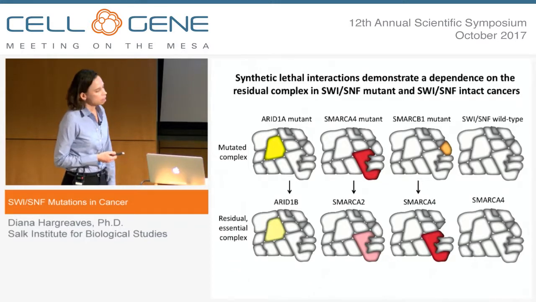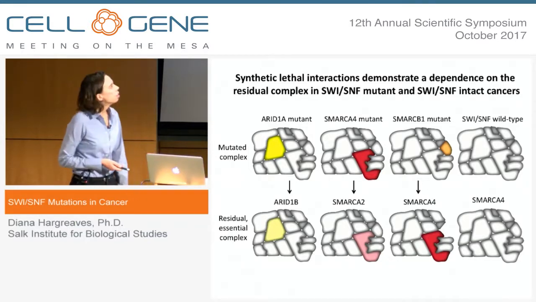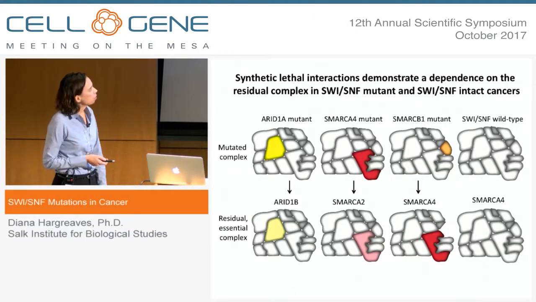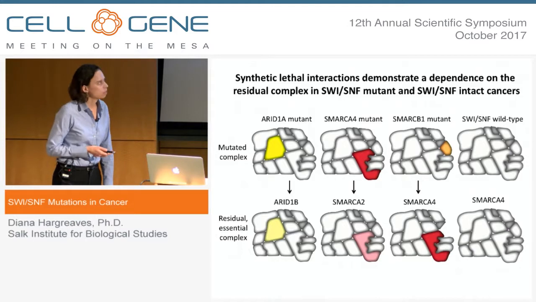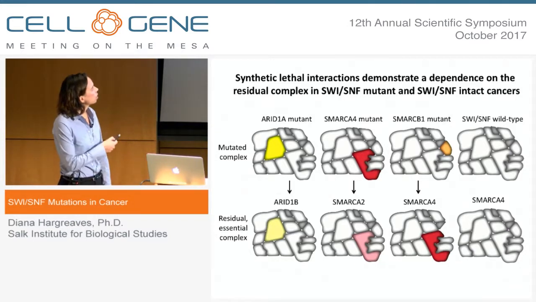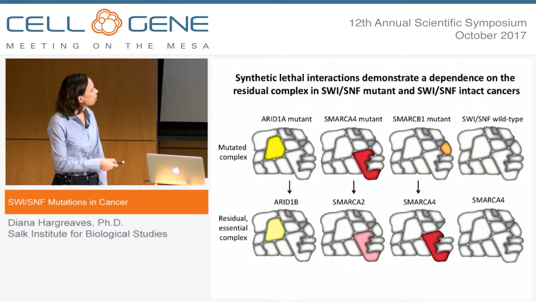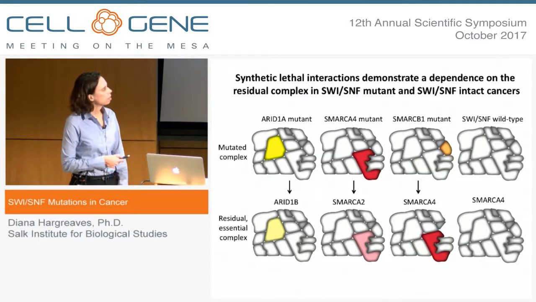And one thing that has come to light is this synthetic lethality between homologs. So in the context of a particular SWI/SNF mutation, it is often the residual homolog that forms a stable complex that is required for cancer cell proliferation. For example, in the context of an ARID1A mutation, ARID1B is required. In the context of a SMARCA4 mutation, its homolog SMARCA2 is required. In the context of a SMARCB1 mutation, there's a fragment that's expressed that is essential.